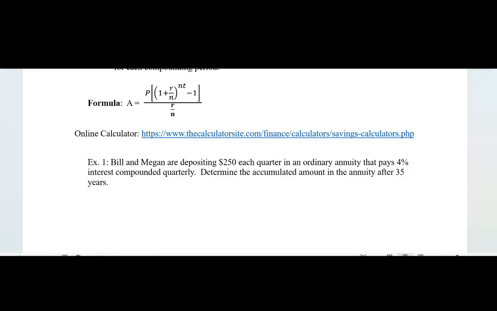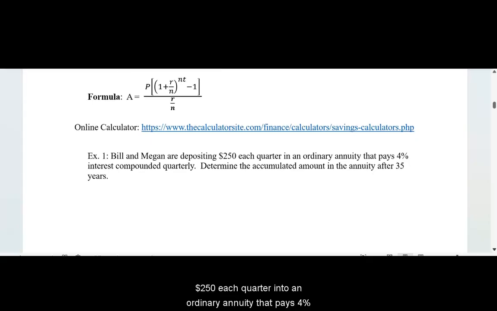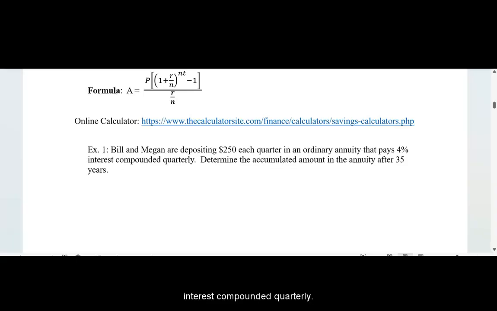All right, Bill and Megan are depositing $250 each quarter into an ordinary annuity that pays 4% interest compounded quarterly. Determine the accumulated amount in the annuity after 35 years.